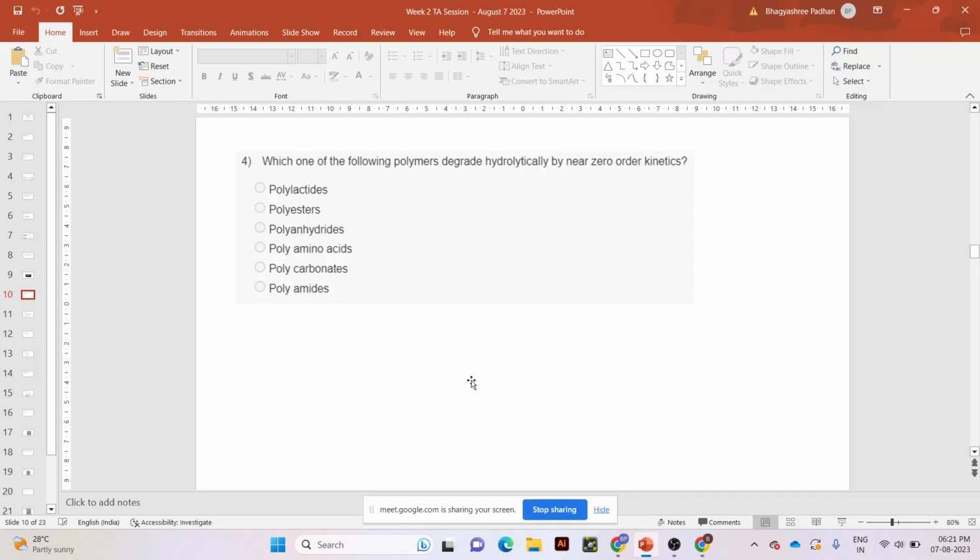Next question. Which one of the following polymers degrade hydrolytically by near zero order kinetics? The options are polylactides, polyesters, polyanhydrides, polyamino acids, polycarbonates, and polyamides.